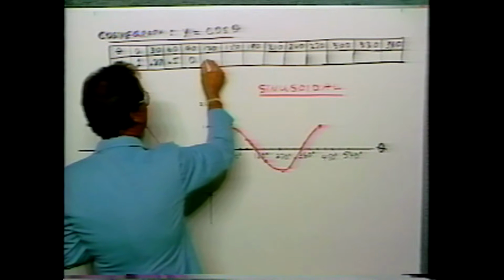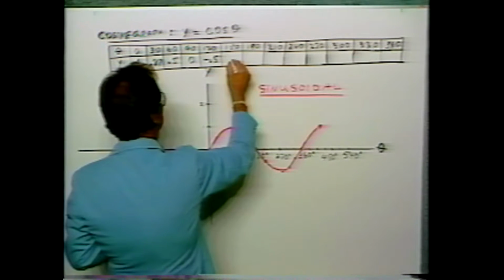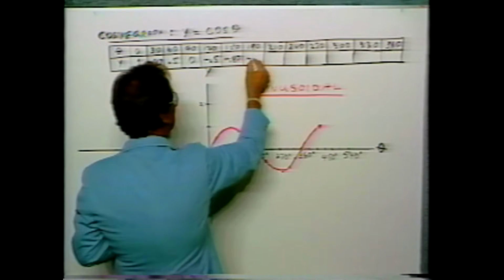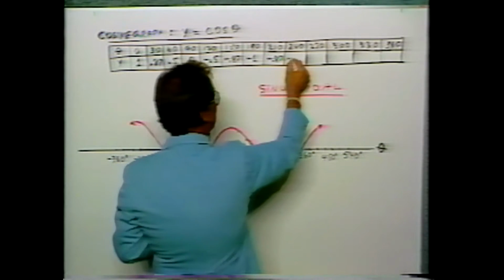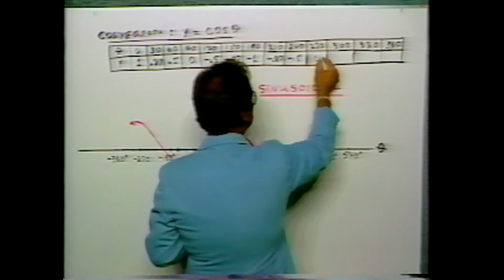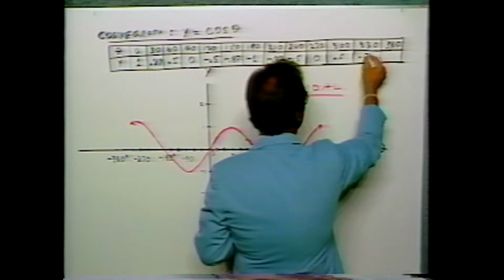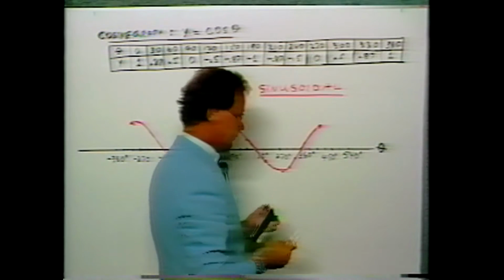Then we end up working on cos 120, getting minus 0.5, then minus 0.87, minus 1, minus 0.87, minus 0.5, 0, 0.5, 0.87, and 1. And we'll stop there.